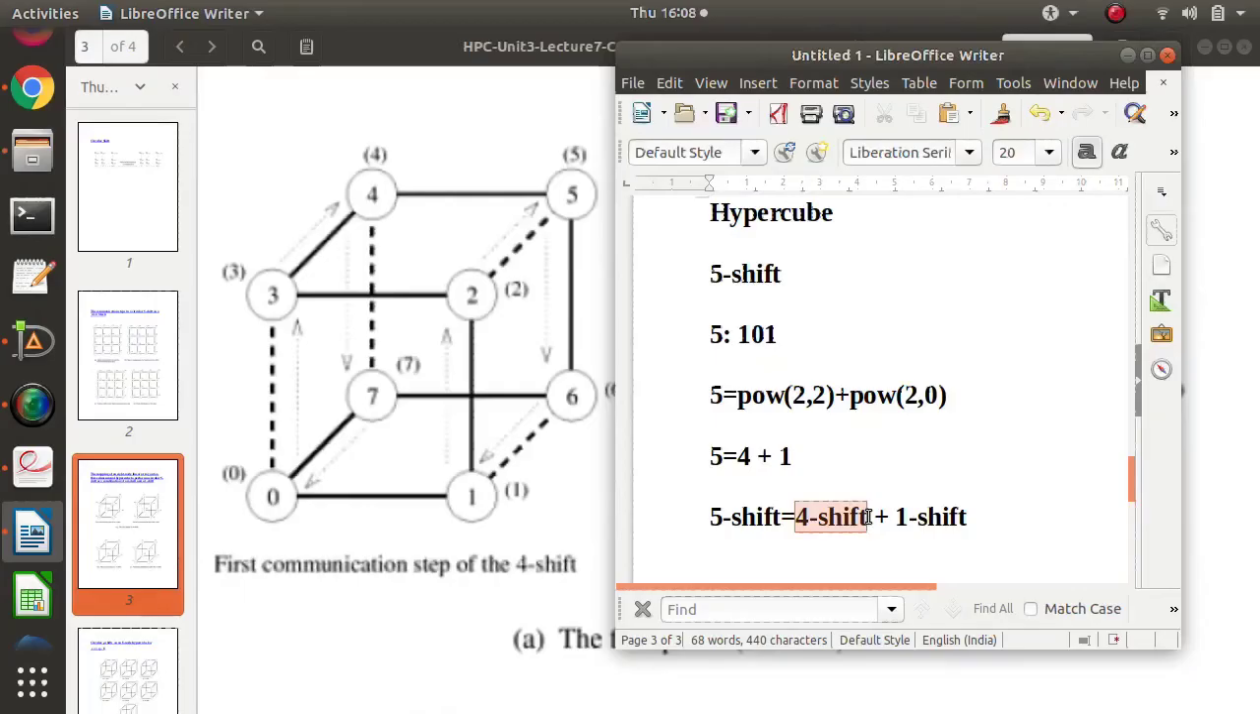Though for a 4 shift, if you follow the linear array, there are 4 steps. But because of the hypercube structure, now there will be only 2 steps. So see 1 and 2, and here we reach 4. Now see, 0 has sent data to 4. So 1, to whom will it send? A 4 shift means 1 has to send data to 5.